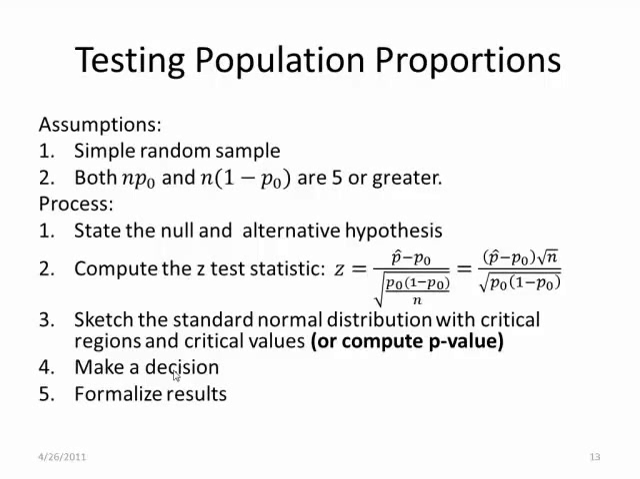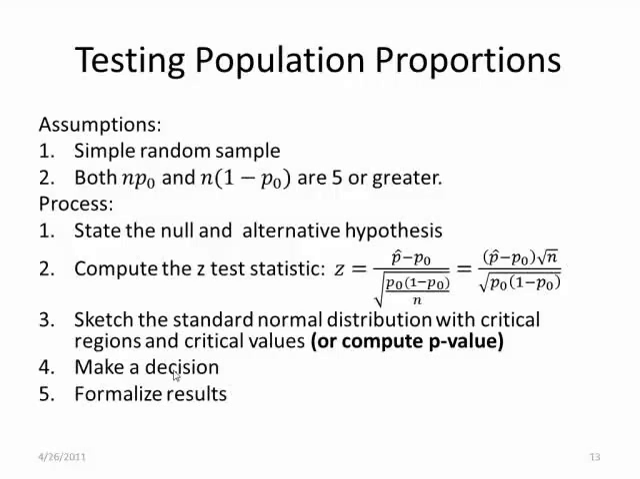So the assumptions here, again, is the simple random sampling that we're going to perform on the population to collect our data. Here I have written n p naught and n times 1 minus p naught. This is just another way of saying x and n minus x are both 5 or greater. So whether you want to look at x and n minus x or n times p sub 0, that is n times the proportion under the null hypothesis, we do have to check that both are greater than 5.